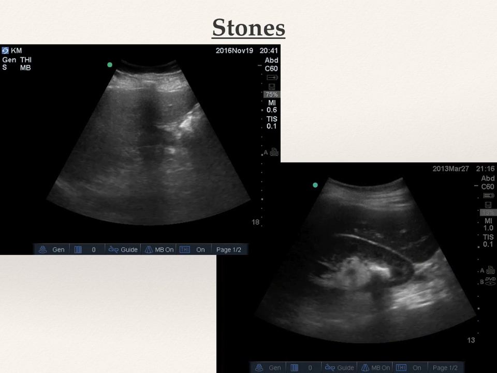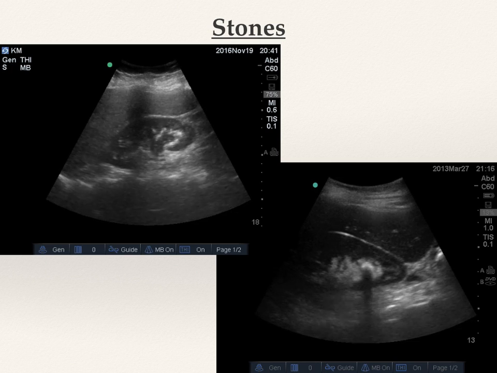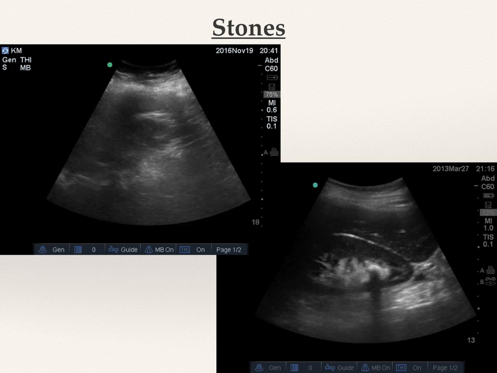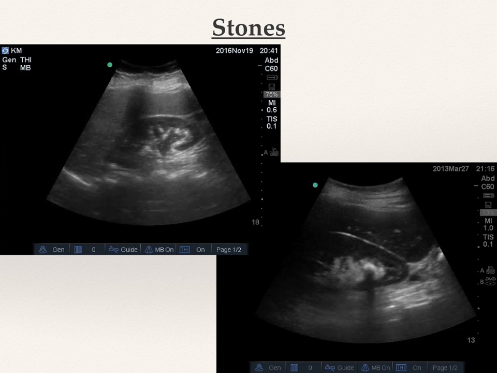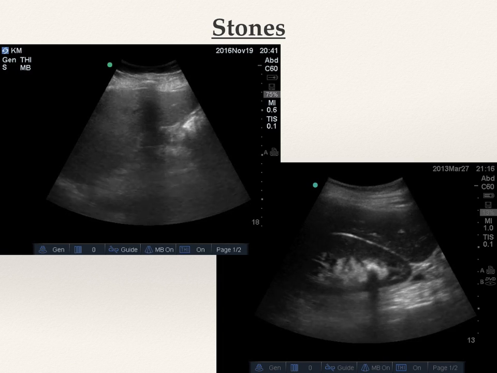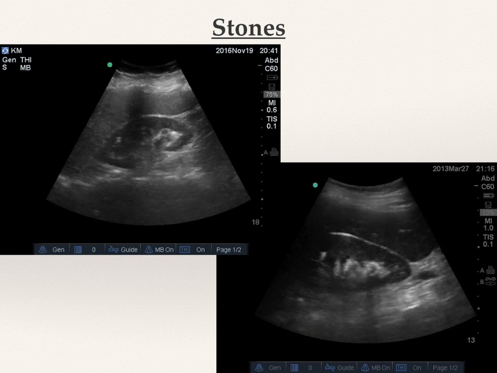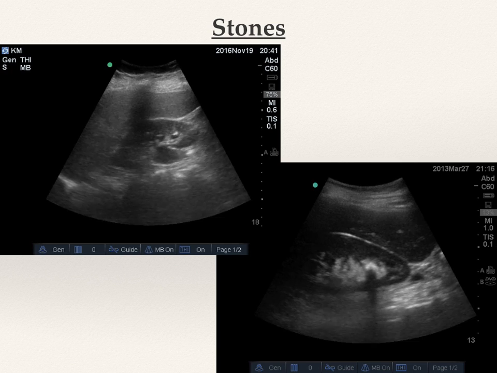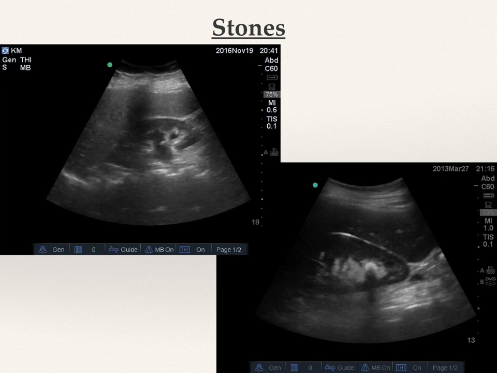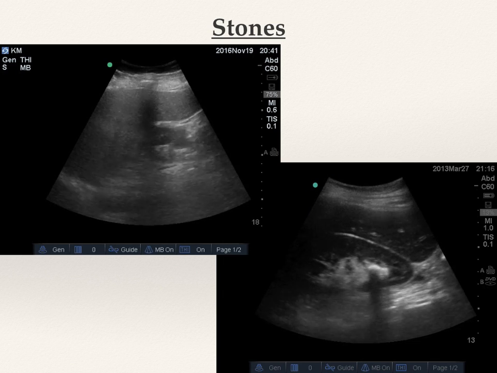How about on this one, on the right lower side? In the kidney or outside of the kidney? In the kidney, yeah. It seems as though we have something hyperechoic with shadowing in the lower pole of the kidney there. So out of these two, which do you think would be more likely to lead to symptoms? The one in the ureter.